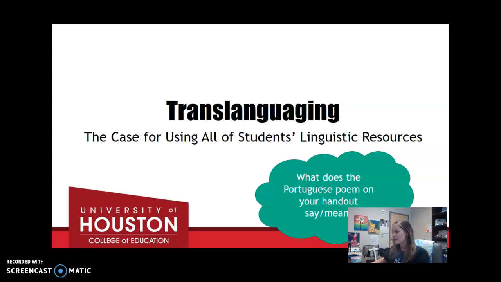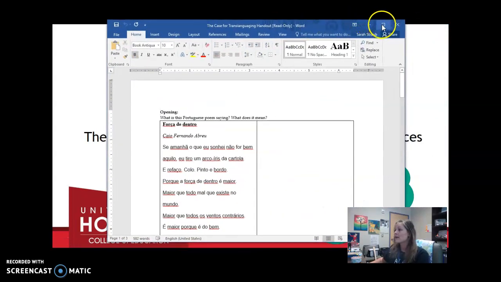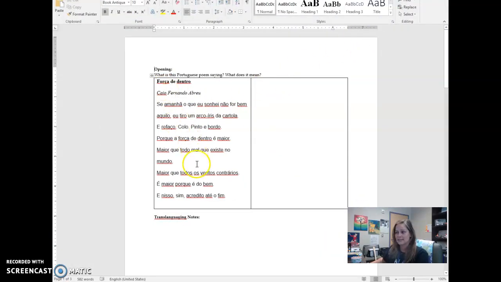And you'll notice on the very first slide, there's this bubble right here that asks you if you can basically figure out what your Portuguese poem means. So I'll show you my handout. Obviously, all the words are underlined because it's in Portuguese. And as the people come into your presentation, they would look at the projector and they would see that they're being asked to do this thing. And they can collaborate with their table mates and just try their best to figure it out.